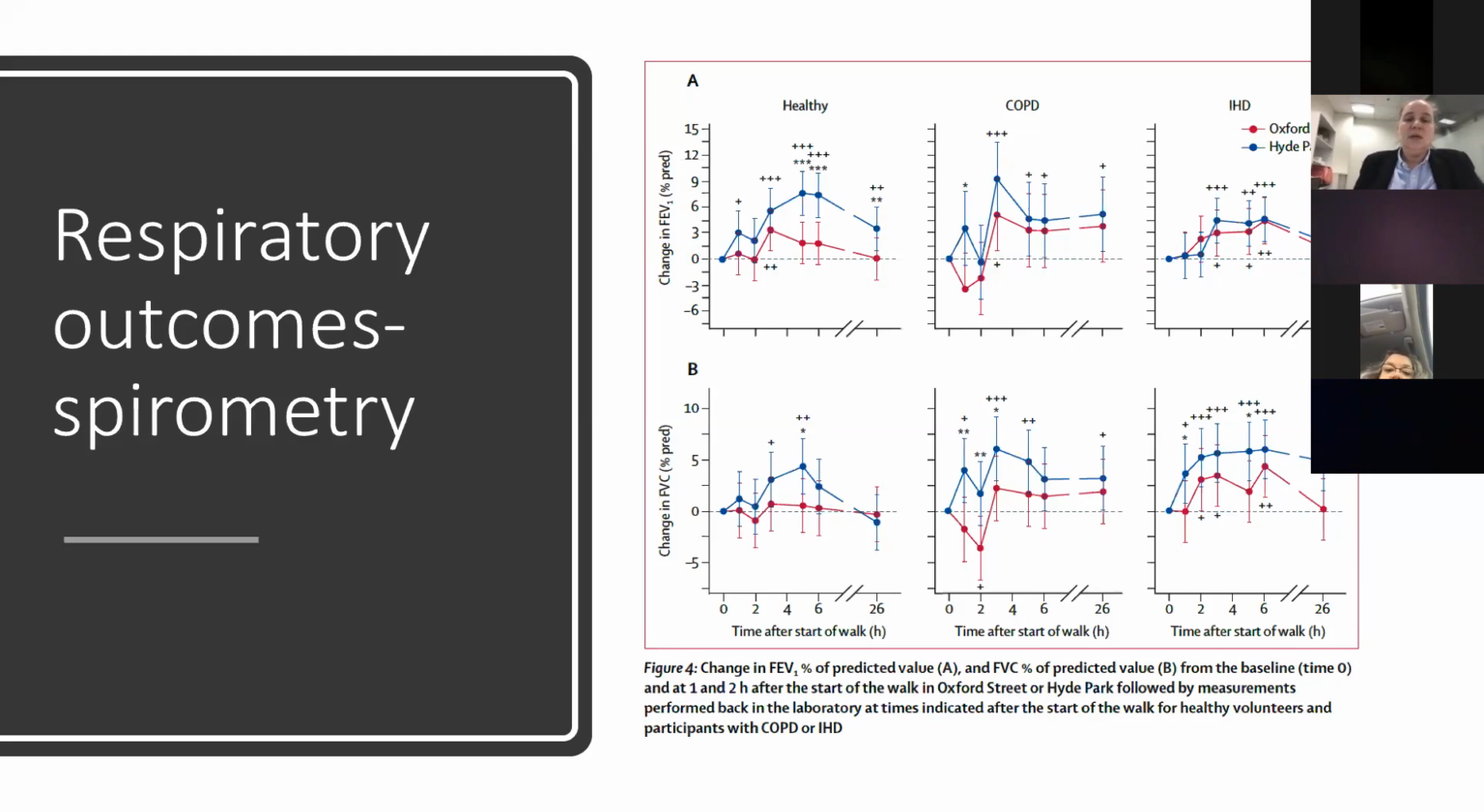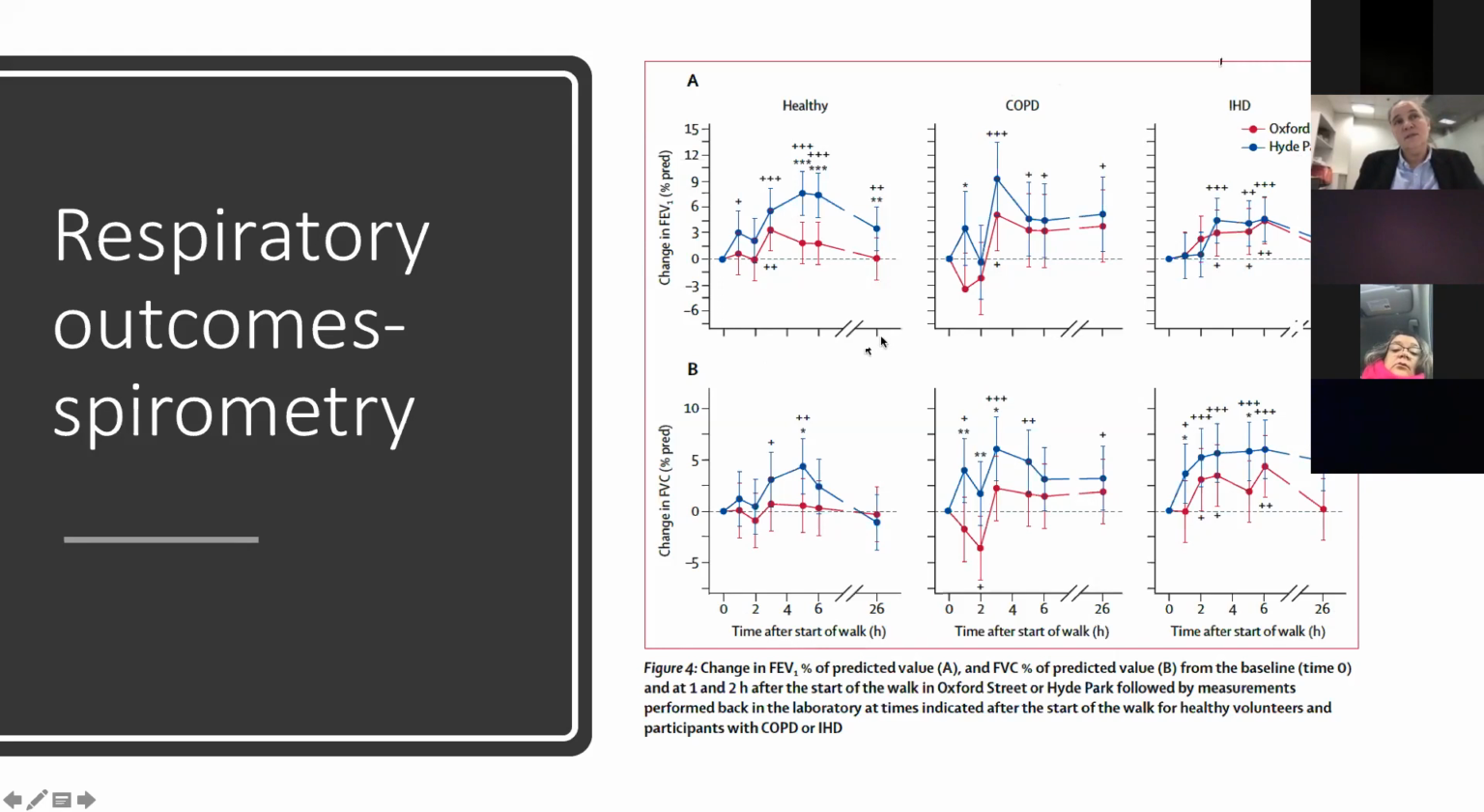two spirometry parameters. The change in forced expiratory volume in 1 second for these three up here, and the change in forced vital capacity for these three down here. And they are divided for the healthy volunteers, those with COPD and those with ischemic heart disease. The red represents walking on Oxford Street, and the blue represents walking on Hyde Park. And without looking in detail, I just wanted to talk about the time axis as well. This is where they started walking. This is 2 hours when they finished walking. And this is up to 26 hours after the walking started.